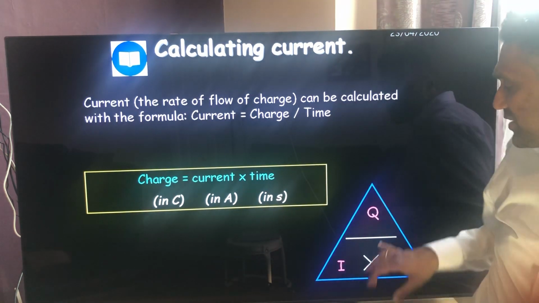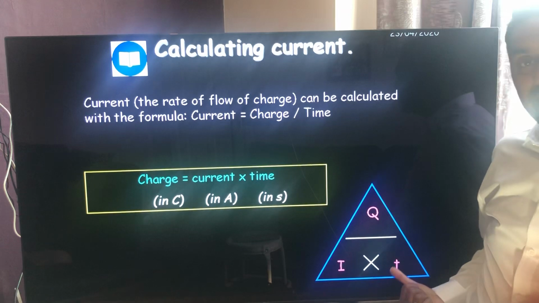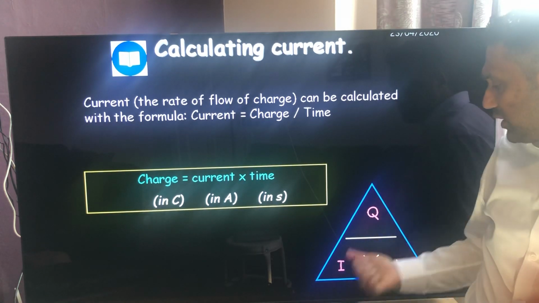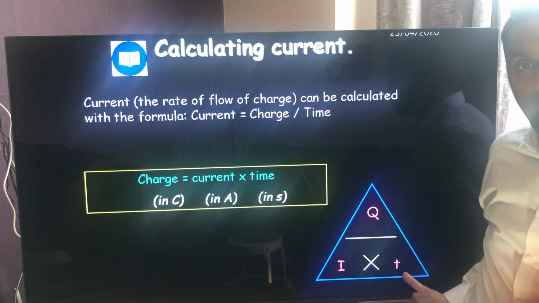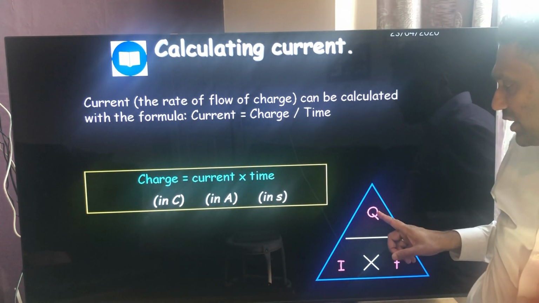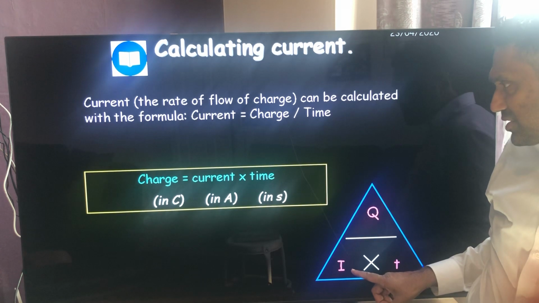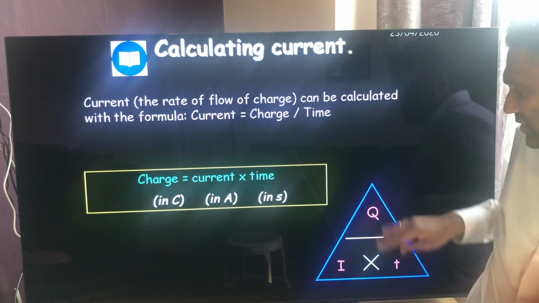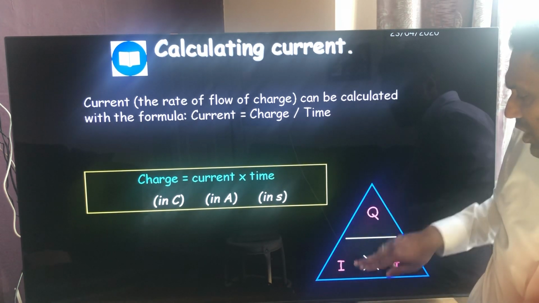So here is the formula: Q equals IT, or quit. Q equals I times T. I remember it as quit. Q is the charge in coulombs, I is the current in amps, and T is the time in seconds. If I want to work out the charge, it's current times time.